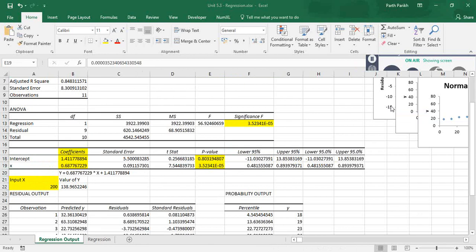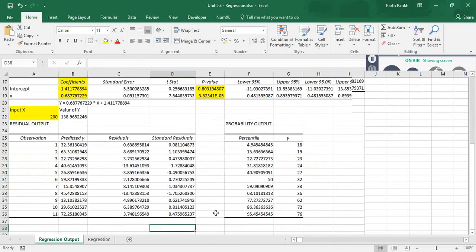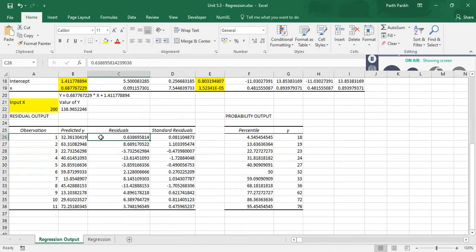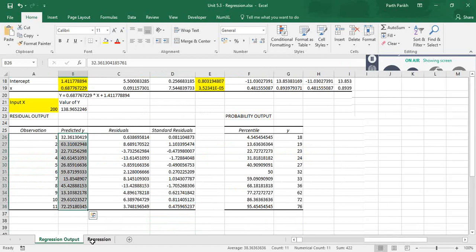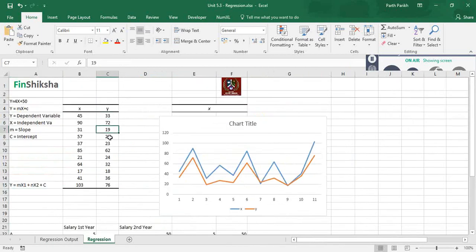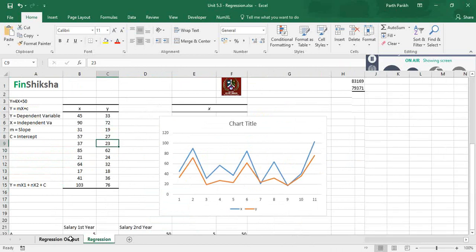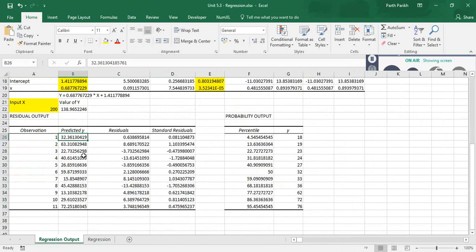Now when we are doing the multiple regression, we will see how the significance F and p value change. And finally we have probability output and residual output. Excel by default with the regression will predict all the values. So we have 11 values. The first values are 33, 72, 19, 27, 23. Excel will also predict all 11 values. So let's take the first 5. It predicted 32.36, 63.3, 22.73, 40.61, 26.85.